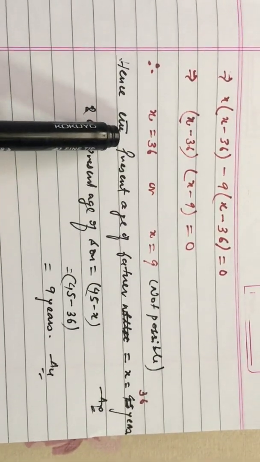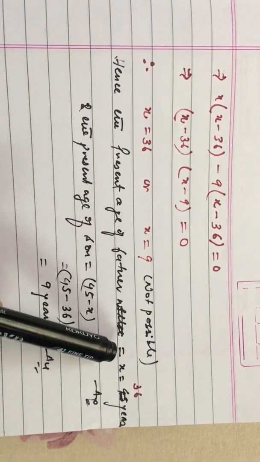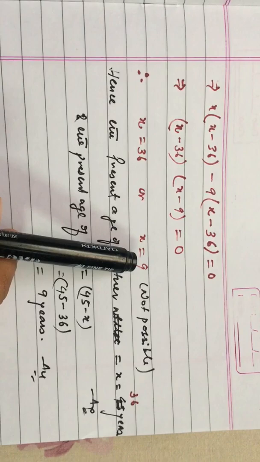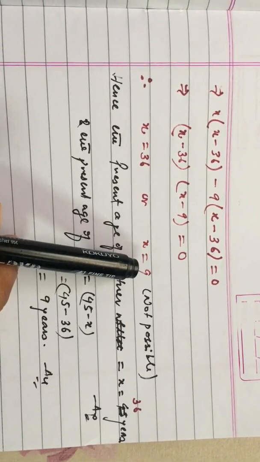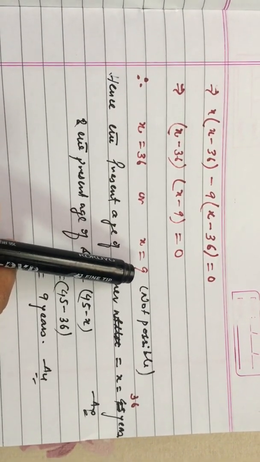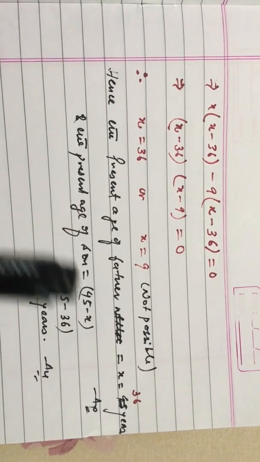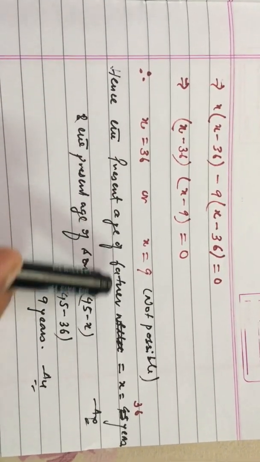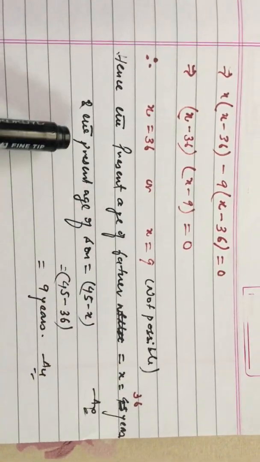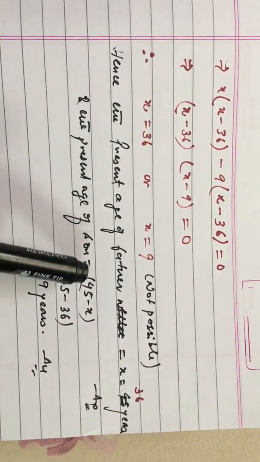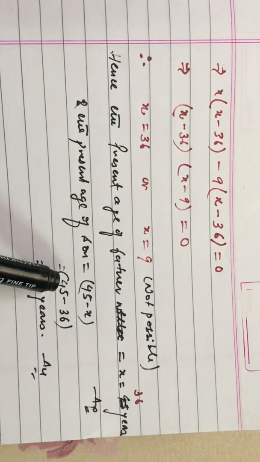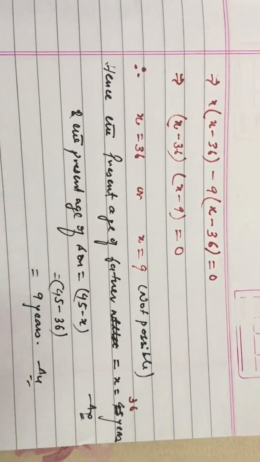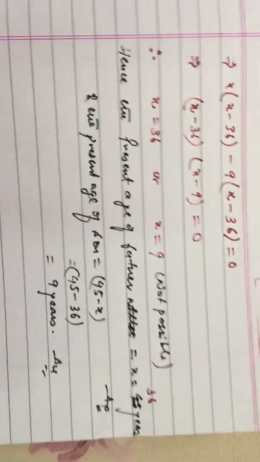So we supposed the present age of father is x, therefore 36 years. 9 cannot be possible, because if you suppose the present age of father is 9 years, then the present age of son will be 36, which is not possible. So the present age of father is 36 years and the present age of son is 45 minus x, that means 45 minus 36, that is 9 years. Hence this is the answer.